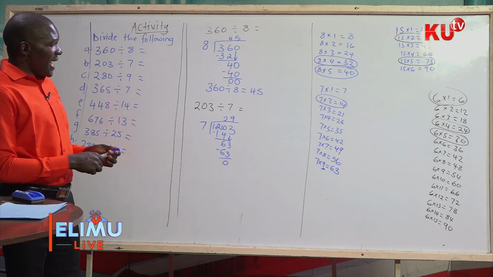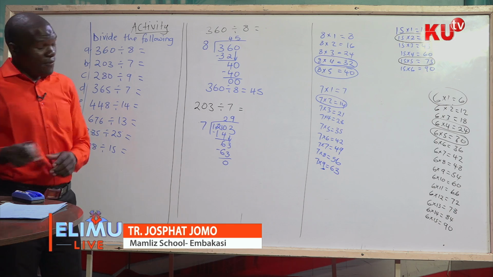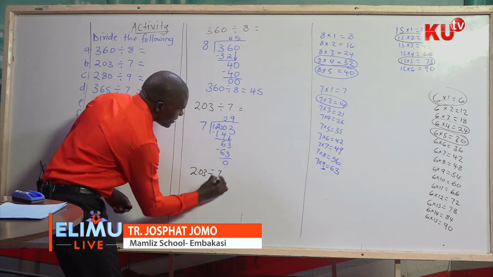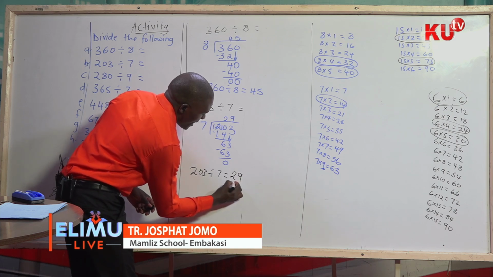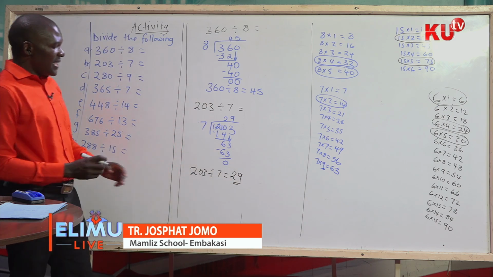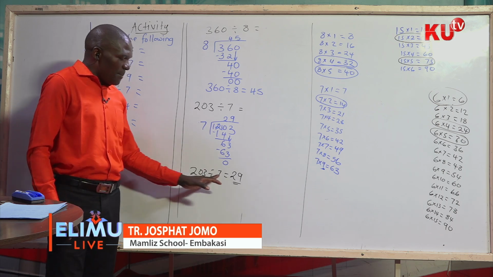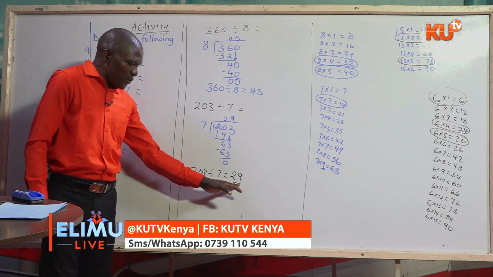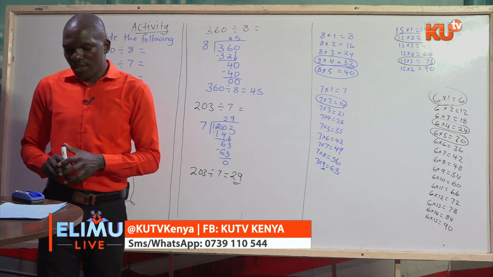So at that line, you will notice that if you divide 203 by 7, it will give you 29. So the first one is a division of a 3-digit number by a 1-digit number, which will give you 29. So that is what you need to know.